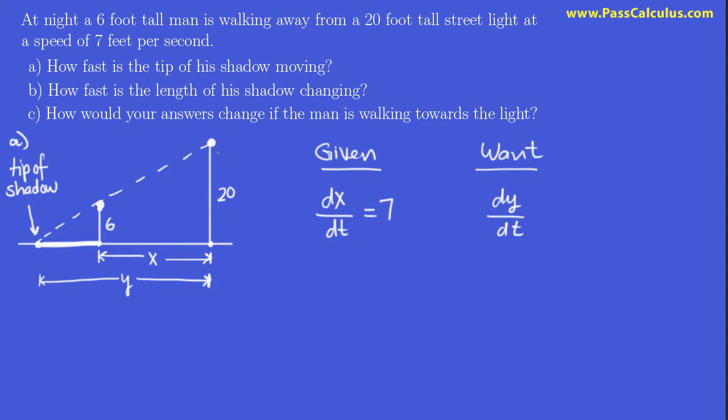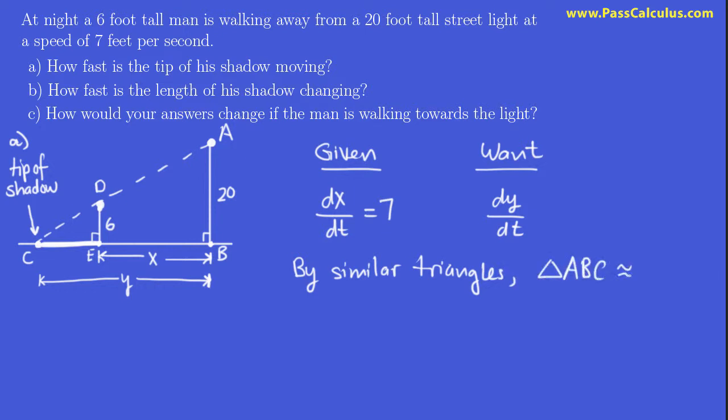Well, we can use similar triangles for that. This is a right angle. This is a right angle. These two triangles are similar. The big triangle here, why don't I label it to make it a little bit clearer? How about I call this ABC? A is the light, B is the base of the light post, C is the tip of the shadow, D is the man's head, and let's call E here the man's feet. By similar triangles, and just to be precise, exactly what are the two triangles that are similar? Well, triangle ABC is similar to DEC.